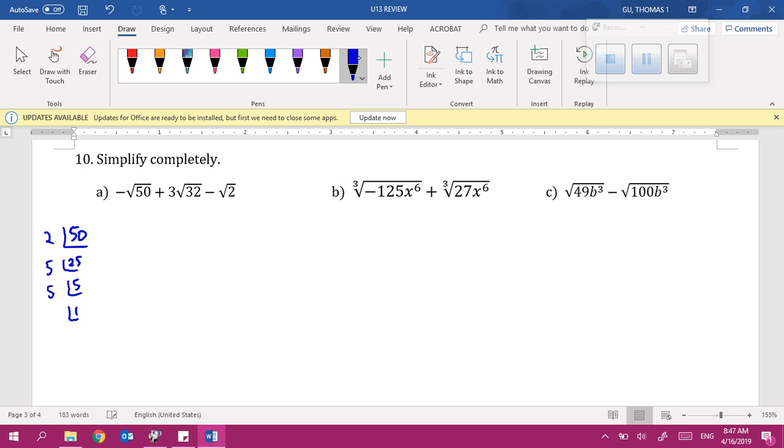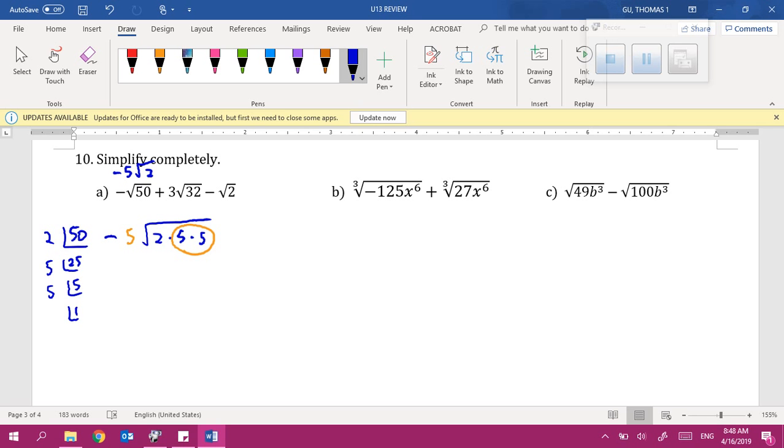Okay, so that means this negative 50 is going to be negative. There's a negative sign right here, and then we've got 2 times 5 times 5. And I'm circling pairs because the index is 2. So you can see on the outside, this 5 is going to move to the outside. So we're left with negative 5 square roots of 2. All right, so the negative square root of 50 becomes negative 5 square roots of 2.